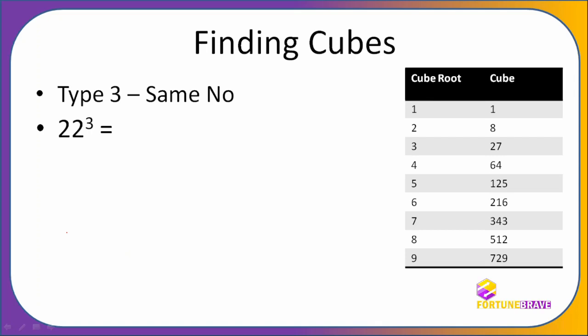If both digits are the same, what am I going to do? There are 4 columns here. I am going to use these 4 columns, and I am going to write the cube of 2 everywhere. Cube of 2: 8, 8, 8, 8.